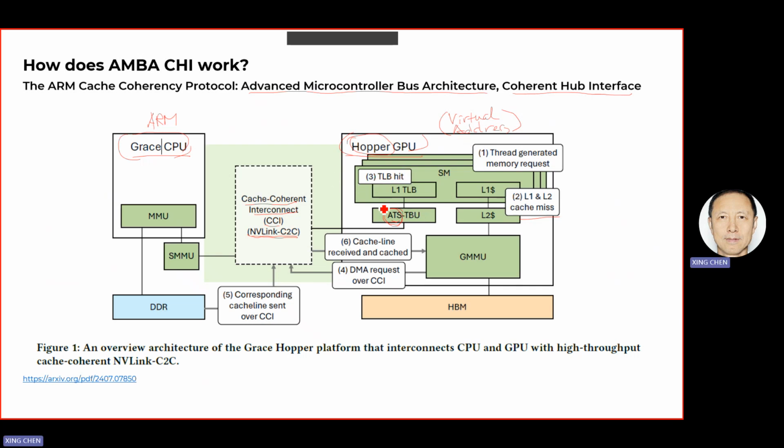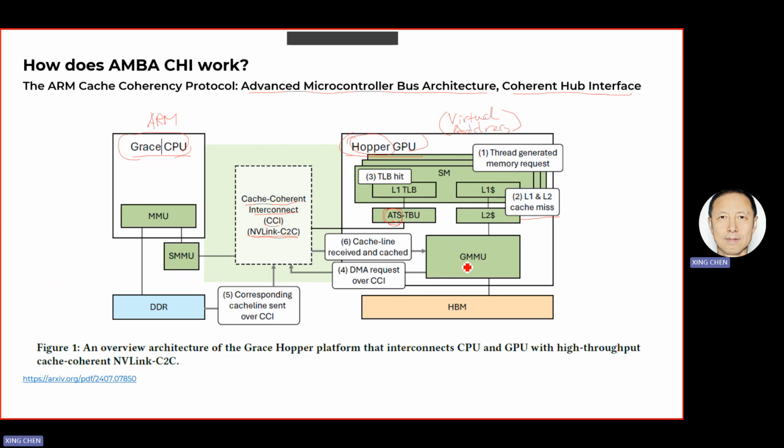Then you have got this translation, you know where the data is. The data is located on the CPU side, on the Grace CPU side. Then the Hopper has to ask the CPU.